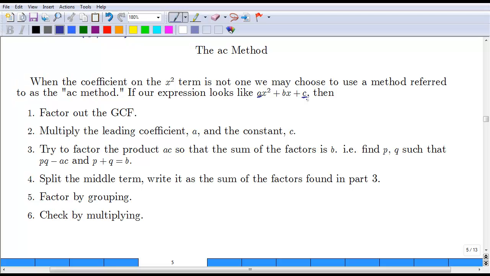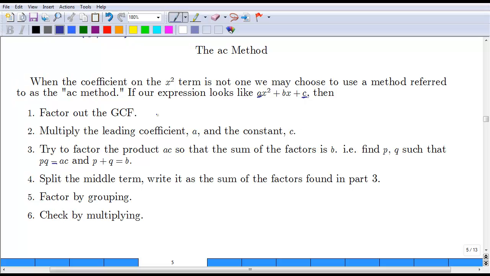For step 3, it's similar to that reverse FOIL where you try to find factors of that AC so that when you add them together, you end up with the middle term B. And this should be an equal sign here. I'm not sure why that's not showing up. So the factors P and Q should multiply to be A times C. They don't need to be the numbers A and C. But when you add them together, they should end up being that middle term B.